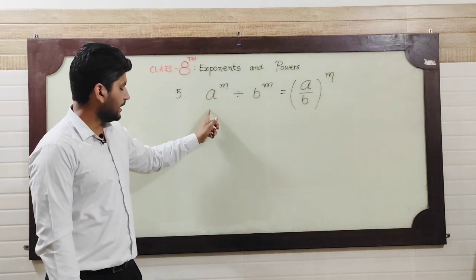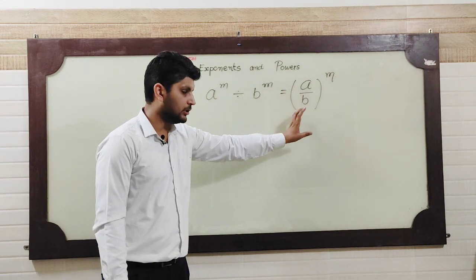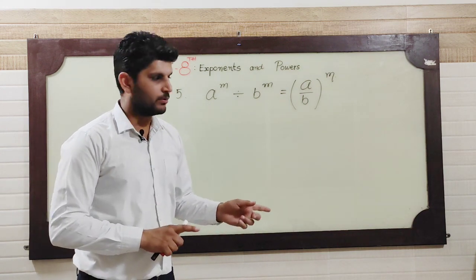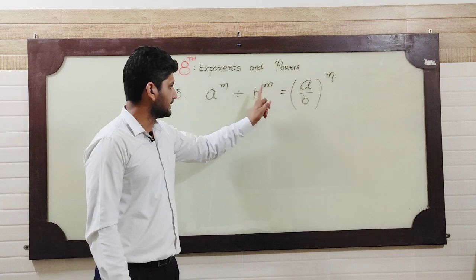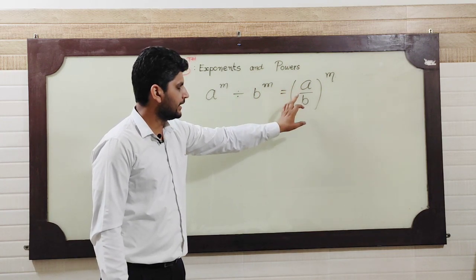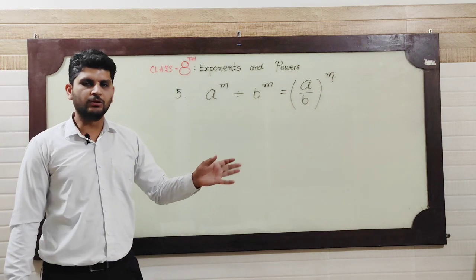Property 5: a power m divided by b power m equals a divided by b whole power m. This property is very similar to property number 4. If bases are different, powers are same, and divide is there, then you will simply divide a by b whole power m. I think nothing to explain here, very similar to property number 4.